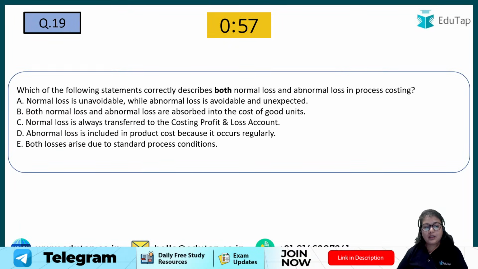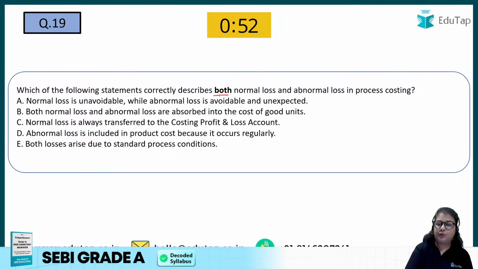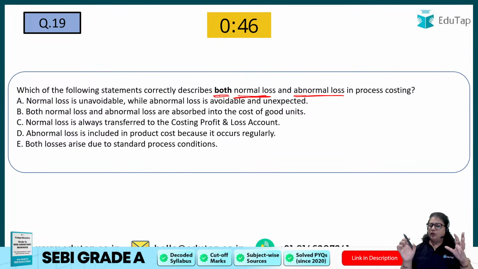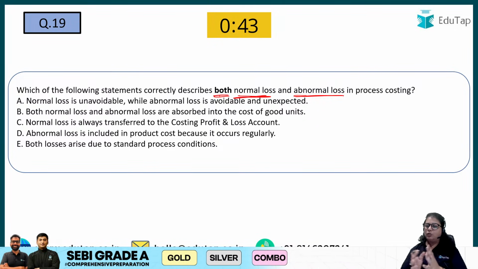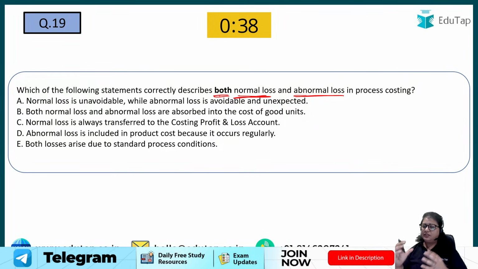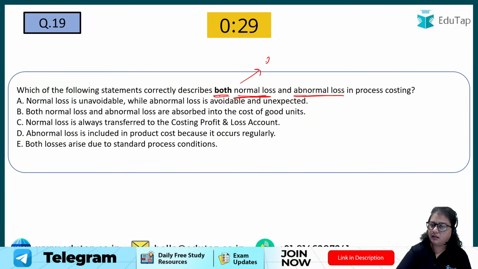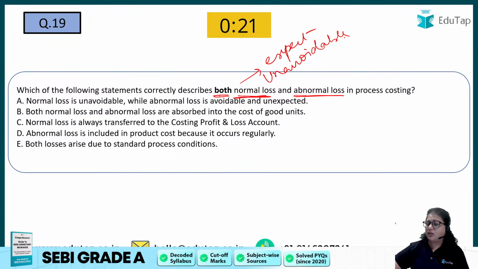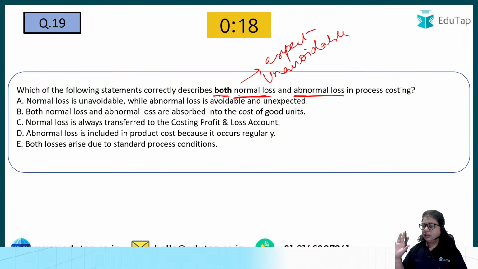Moving on to question 19, which of the following statements correctly describes both normal loss and abnormal loss? I hope you know what is normal loss and abnormal loss. For example, you're working in a textile or clothing industry. Shrinkage of your cloth is very expected. It is expected and you cannot avoid that also. So normal loss is the loss that you expect, and this is unavoidable also. Shrinkage of a cloth. And if you are working in a chemical factory, there is loss of chemicals due to evaporation. This all comes in normal loss.